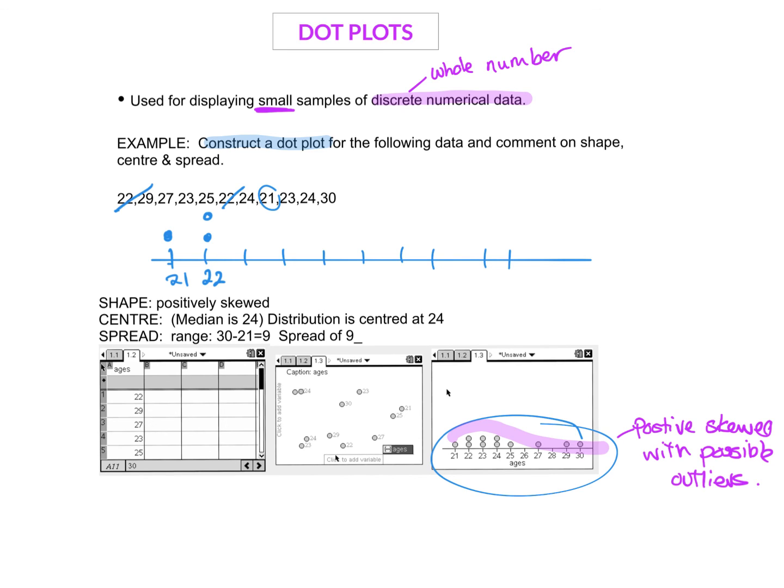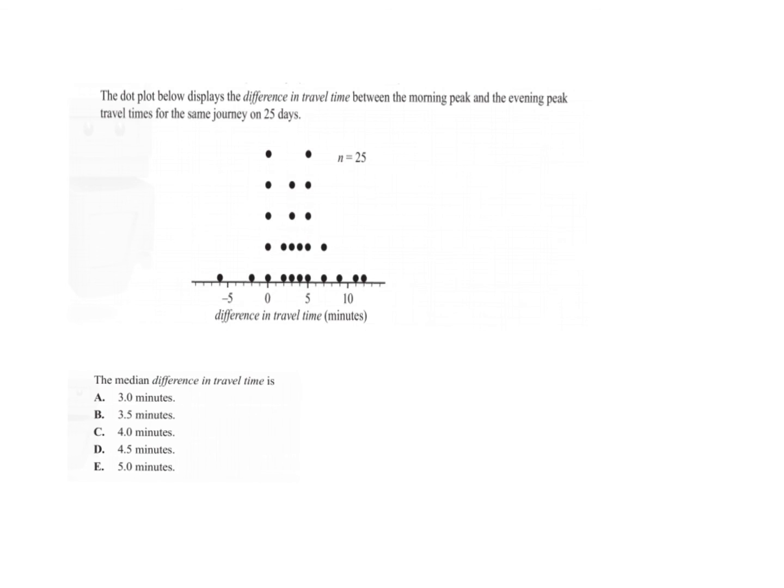All right. Okay, so the dot plot below displays the difference in travel time between morning peak and evening peak travel times for the same journey on 25 days. So they've written it there anyway. 25 is my N. The median difference in travel time is, so we've got to get the median.